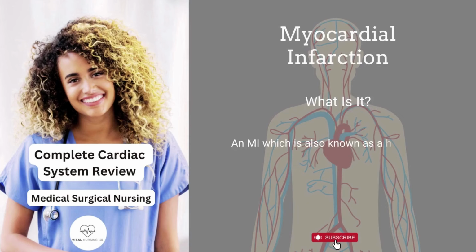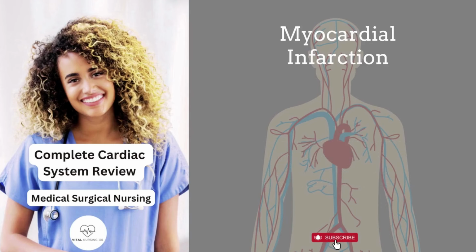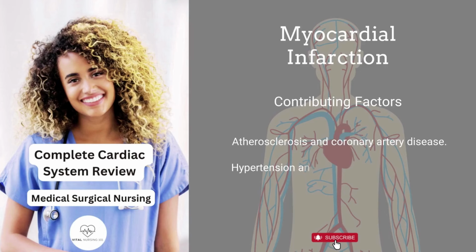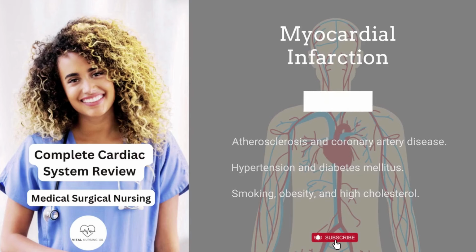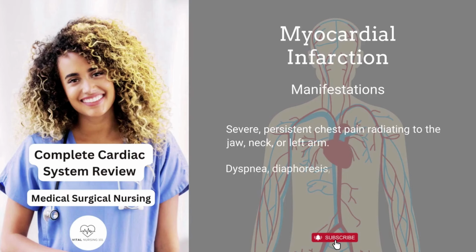Myocardial infarction. An MI, which is also known as a heart attack, is the death of myocardial tissue due to prolonged ischemia caused by a blockage in the coronary arteries. Contributing factors are the following: atherosclerosis and coronary artery disease, hypertension and diabetes mellitus, smoking, obesity, and high cholesterol. Manifestations are the following: severe, persistent chest pain radiating to the jaw, neck, or left arm, dyspnea, diaphoresis, and pallor, nausea, vomiting, and a sense of impending doom.